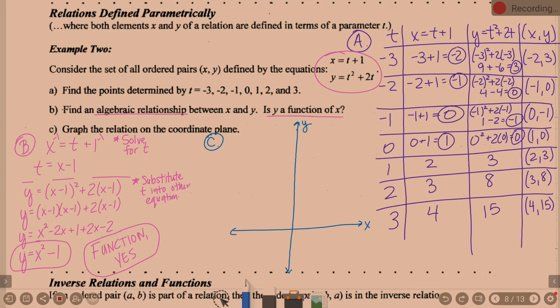So one thing, can we go back to these points over here that we got from part A? Yeah, we can. So left 2, up 3. We had -1, 0. Left 1, up or down 0. We had 0, -1. Left, right, 0, down 1. We had 1, 0. Right 1, up 0. We had 2, 3. Right 2, up 3. We have 3, 8, and 4, 15. Did you set yourself up to graph those? I definitely am not graphing 4, 15. I could possibly squeeze in 3, 8 on here if I wanted. But do you see what this graph is looking like?